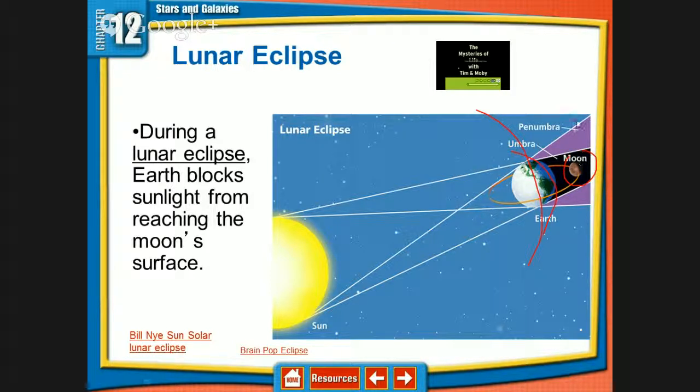And that's because you have this penumbra up here still reflecting a little bit of light onto the moon, giving it that reddish effect. Okay? So even though it's in the shadow of the Earth, you still have a little bit of light that can still hit it a little bit, giving it a red hue. That's what we call a blood moon. It has nothing to do with evil. It just has to do with science.